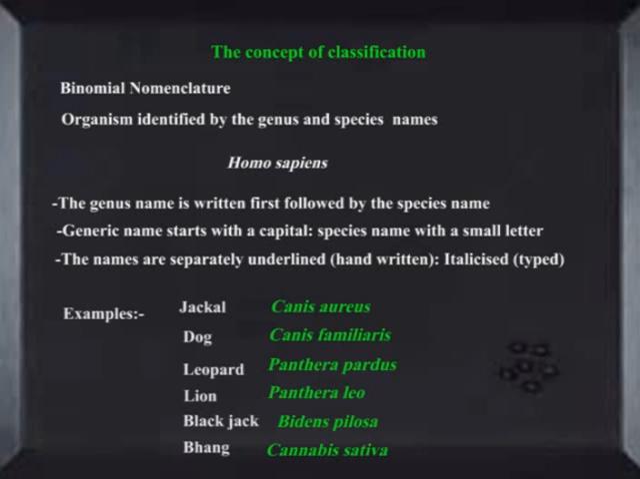For example, the golden black jackal is identified as Canis aureus. The dog is identified as Canis familiaris. The leopard is called Panthera pardus, and the lion is called Panthera leo. The weed blackjack is called Bidens pilosa, and the bang is identified as Cannabis sativa. Looking at these names, it is clear that the dog and the black jackal belong to the same genus but different species, and the same case follows for the leopard and the lion.